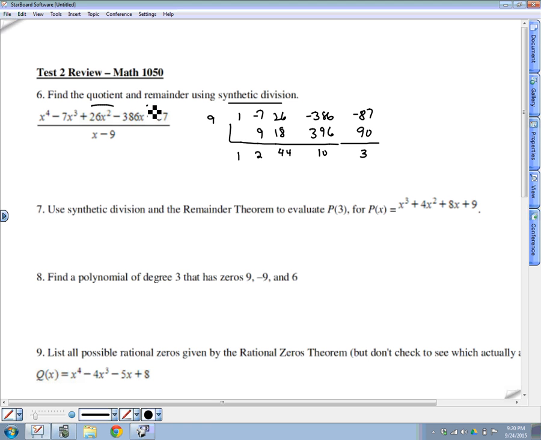So that's for the quotient and the remainder. This is the remainder. It wouldn't be correct just to circle these numbers to say that this is the quotient. Remember, these are the coefficients of the terms of the quotient. If we started with an x to the 4th and divided by an x to the 1 polynomial, that means we're left with an x to the 3rd polynomial. So x to the 3rd plus 2x squared plus 44x plus 10. That's our quotient.